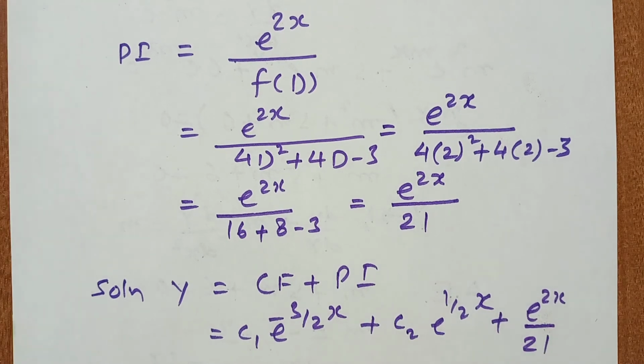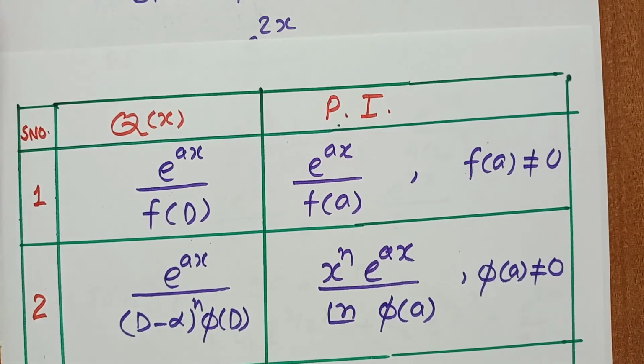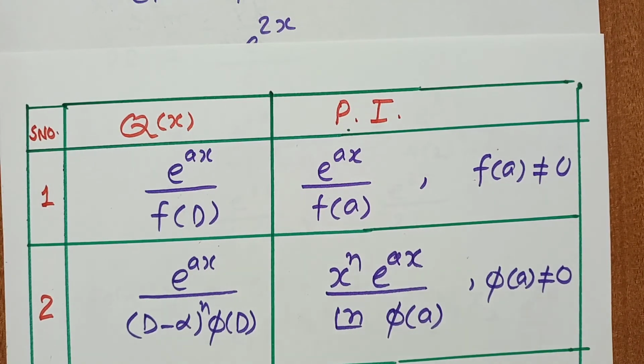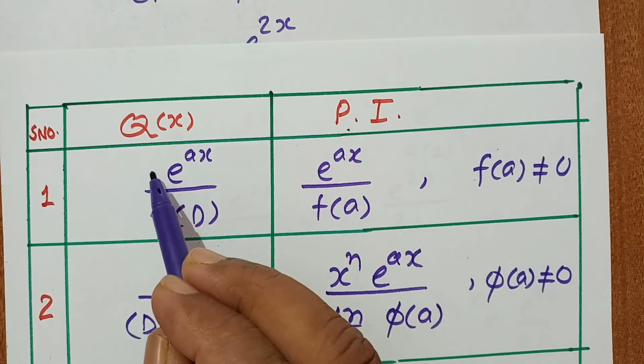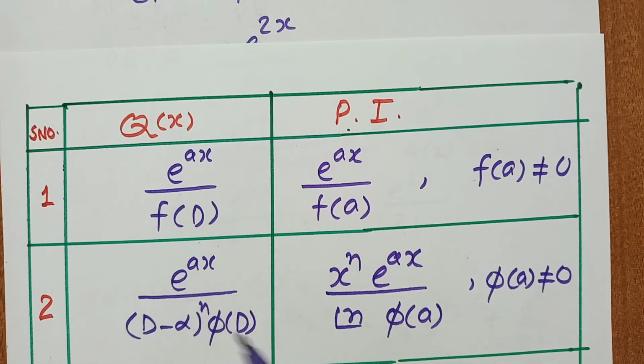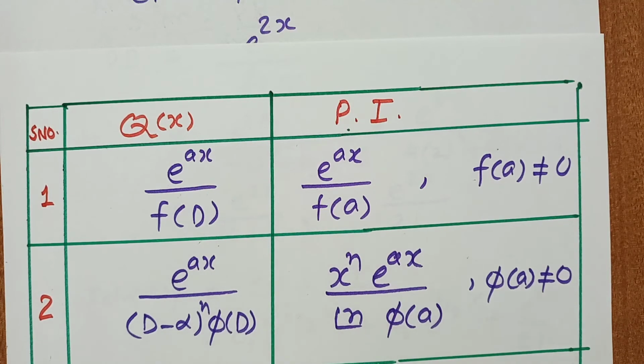Okay, so you can solve by this formula. In the right hand side, if you have e to the power ax upon fD when f(a) is equal to 0, you multiply the numerator by x and differentiate fD one time, and then put D equal to a. If again f is equal to 0, you again differentiate the denominator with respect to D, multiply x square in the numerator, and then put D equal to a.